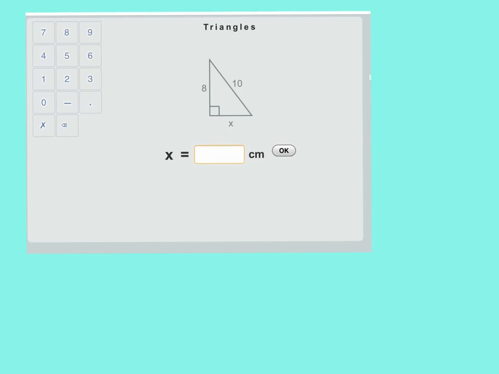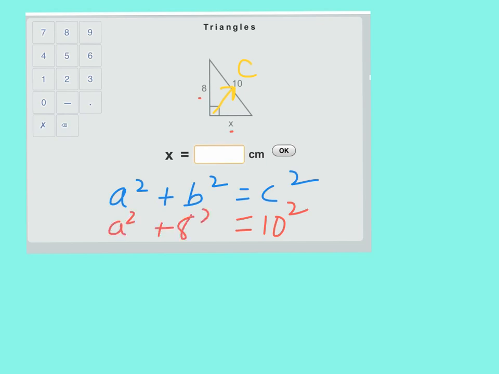Here's an example of one of the 10 problems that you'll see on the That Quiz link. We're going to use the same formula, a squared plus b squared equals c squared. Now, today, when you look across from the right angle, that's the letter C. So under the C, we're going to put 10 squared. Then we have x and 8. So we can either say a squared plus 8 squared, or you may have seen Ms. Hartman say x squared plus 8 squared equals 10 squared. These are both the same.